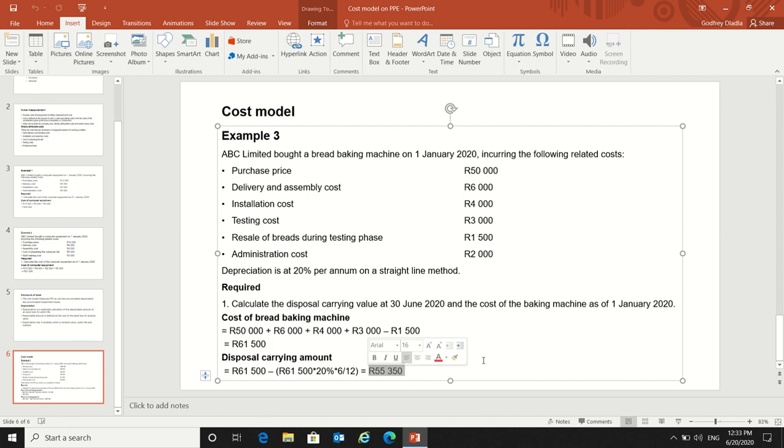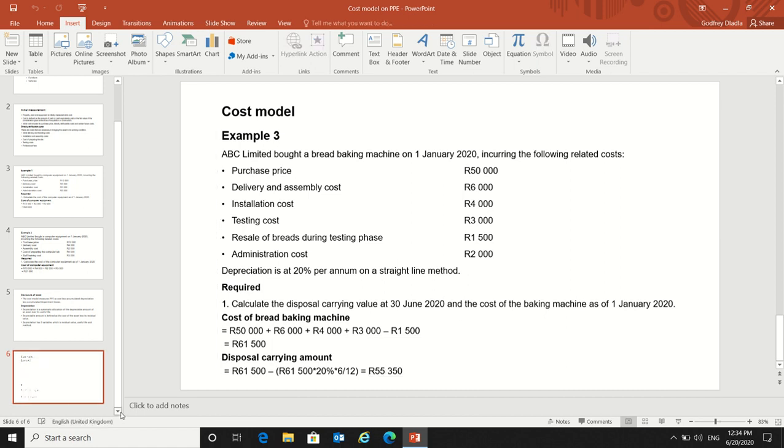I added this deliberately because I've seen people putting the cost price under disposal. They ignore the fact that the asset has already been depreciated up until the date of sale. You see, the date of sale or disposal is 30 June. So you must depreciate it up until that date and then take the carrying amount and put it under disposal in the note. Okay.